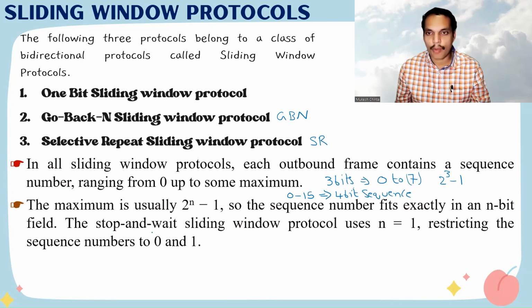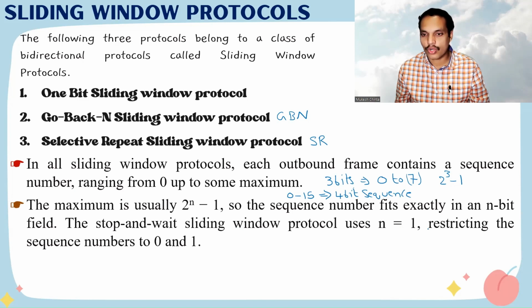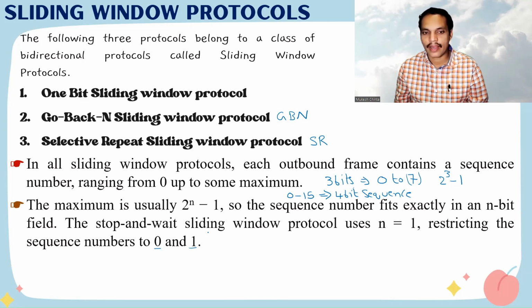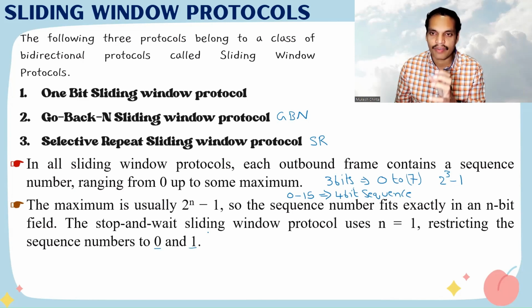As discussed earlier, the stop and wait sliding window protocol uses n equal to 1, restricting the sequence numbers to 0 and 1. If you ask me, sir, why just 0 and 1? What is the issue there? Because in the stop and wait protocol, the sender sends only one frame and has to wait for the acknowledgement to come back. Unless the sender receives the acknowledgement from the receiver, it cannot proceed further. So you're always going to have only one frame outstanding and one acknowledgement. First I will send with sequence number 0, and if I get the acknowledgement back, I will increment it to 1, and if I get the acknowledgement back, I will go back to 0, and so on.